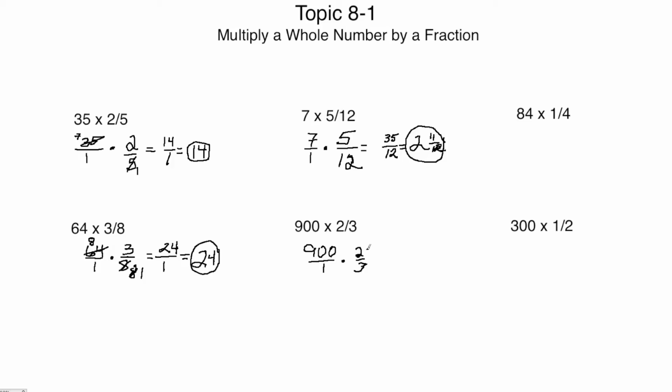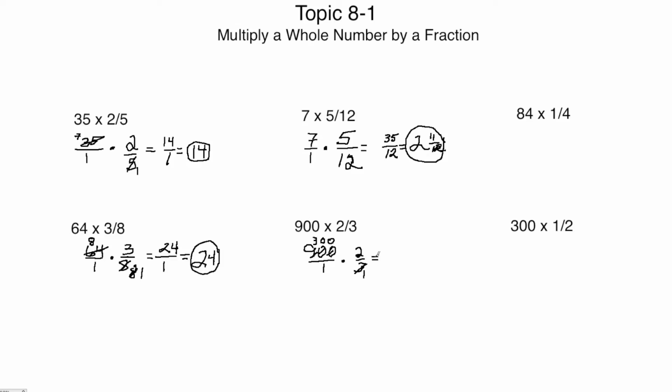Can we cross factor 1 and 2? Nope. Can we cross factor 3 and 900? Yep. 3 goes into 3 once. 3 goes into this 9 3 times. And add the 2 zeros.